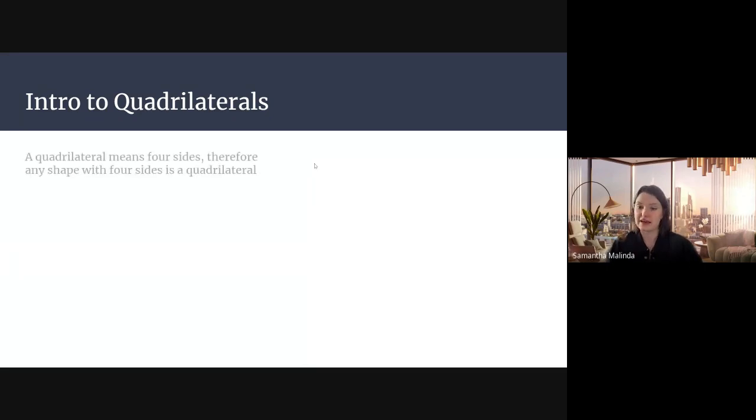Now, a quadrilateral just means 4 sides. That's what the prefix quad means. Therefore, any shape with 4 sides is considered a quadrilateral. Now, we'll be talking about the 7 types, which are identifiers. They have specific properties that we will talk about, and they also have a lot of different properties and a lot of the same properties.